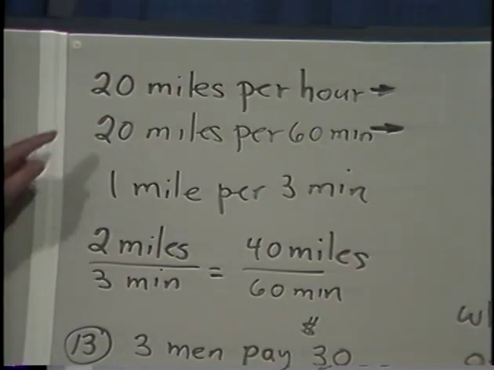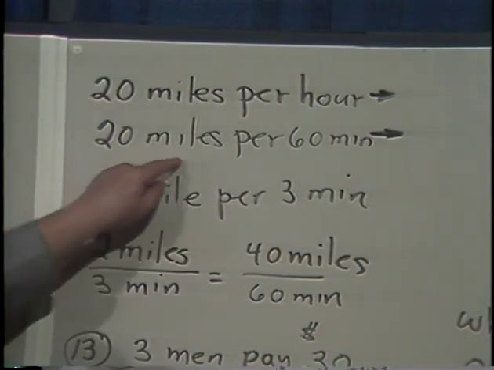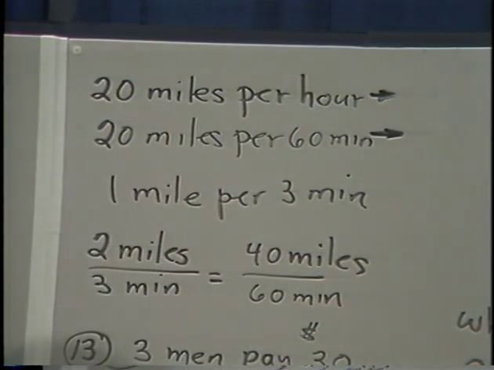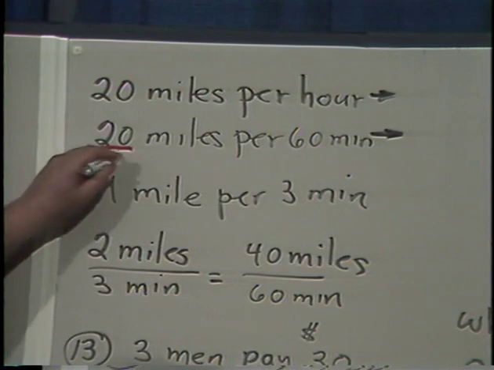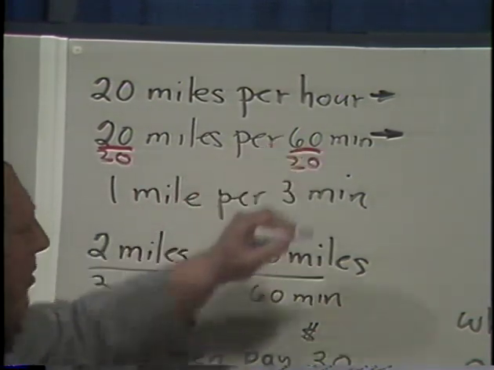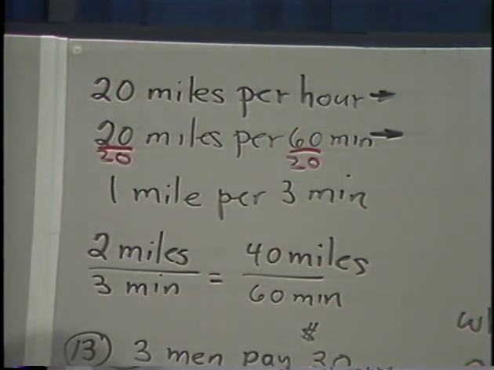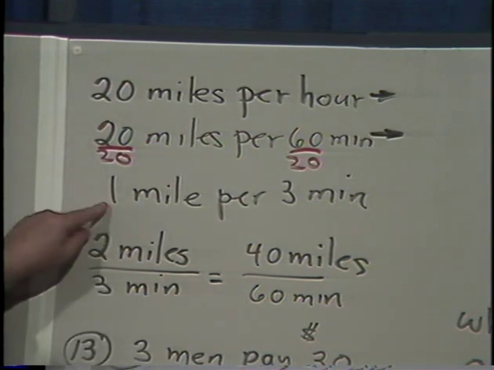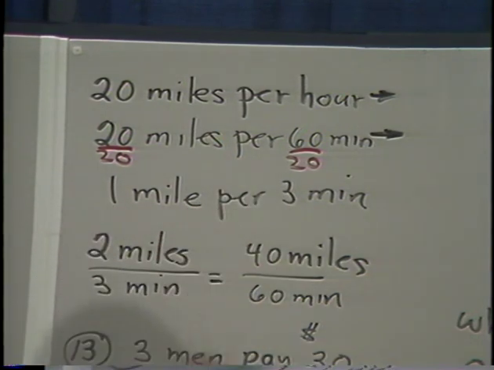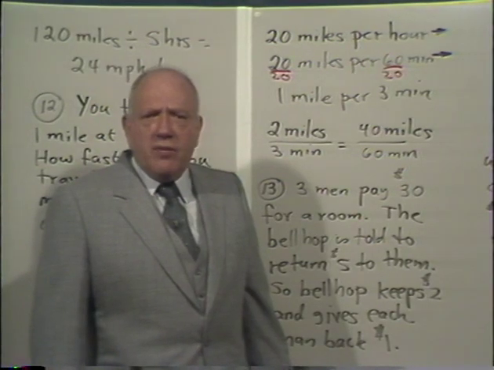The first mile you did at 20 miles per hour. That's 20 miles per 60 minutes. Divide both sides of this ratio by 20. Remember, we can multiply or divide both sides of a ratio by the same number. What does that tell you? You went 1 mile per 3 minutes. You're only allowed 2 minutes altogether. You've already used up 3 minutes on the first mile.